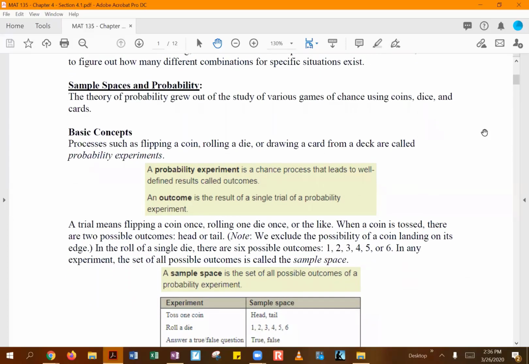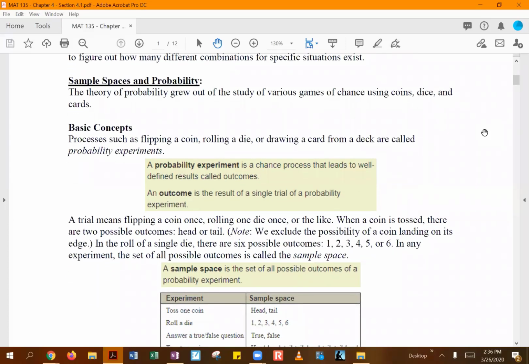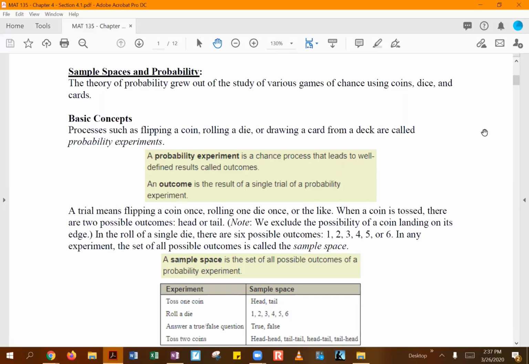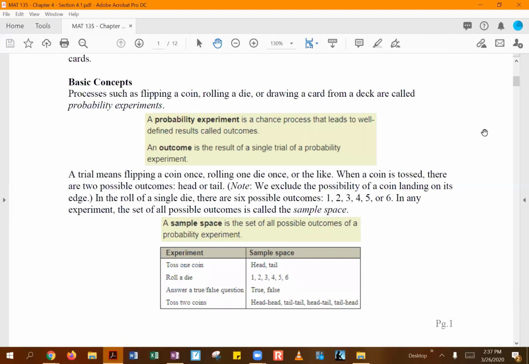So let's start out by talking about sample spaces and probability. In this case, we're looking at examples of what happens when you toss a coin, roll a die, or play cards. Based on these kinds of examples, we'll see how we can come up with sample spaces and probability, and then try to use them in other examples. All of these games, such as flipping a coin, rolling a die, or drawing a card from a deck, are called probability experiments.